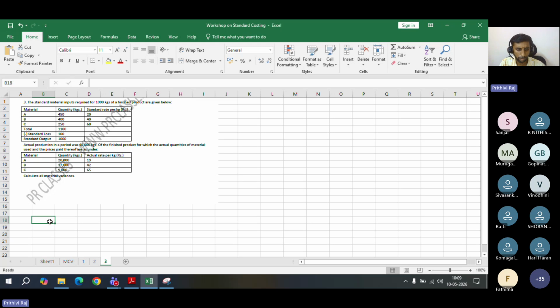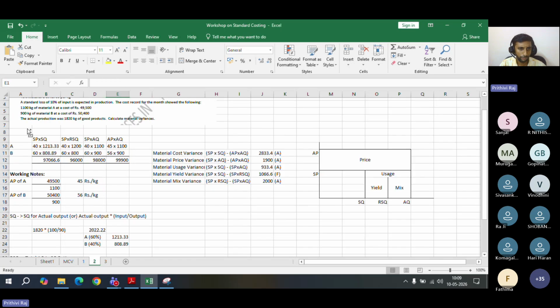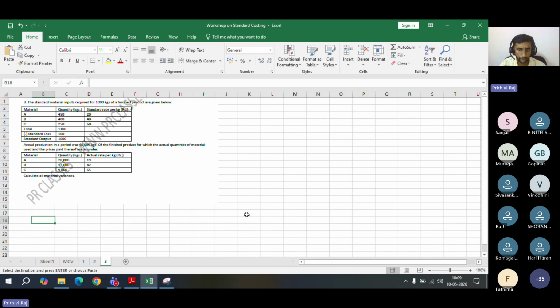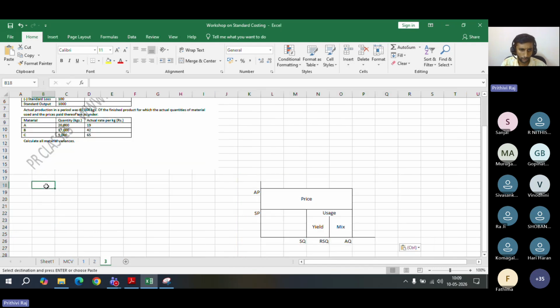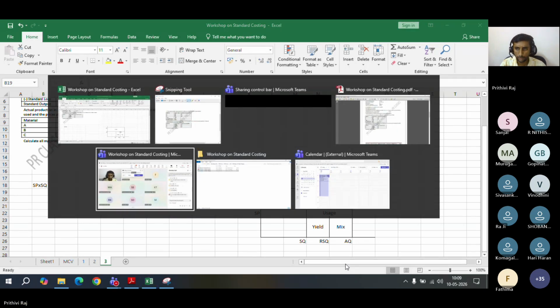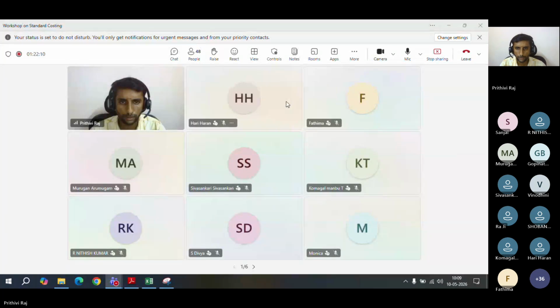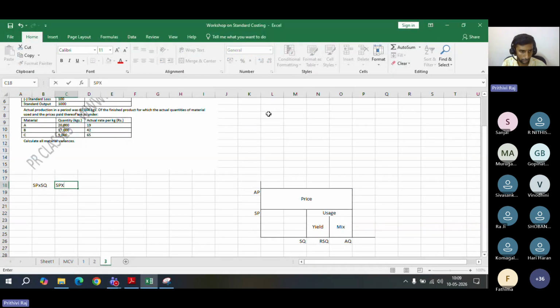Now let's begin with the computation table, first one. It's clearly seen we have three materials, so there's a possibility of mixed variance. So the graph table which I follow is this table. I'll just put again the graph for your reference. We'll again solve this problem as a new problem. So how will we go? First one, SP into SQ, SP into SQ, SP into RSQ, SP into AQ, and last one is AP into AQ.